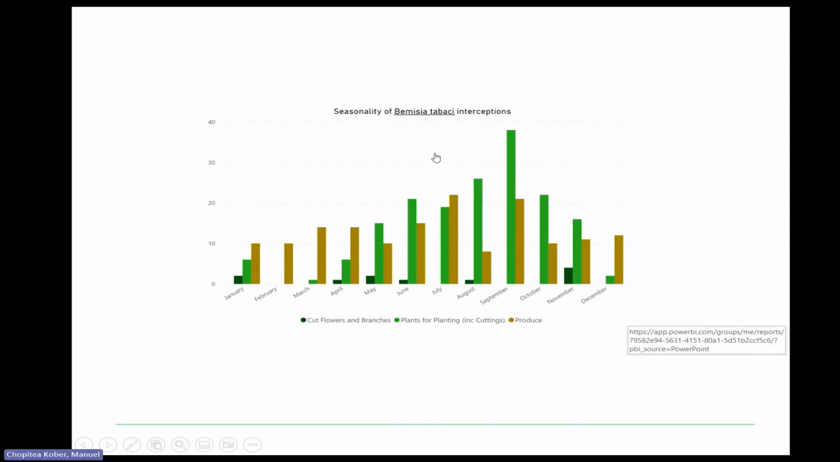So this is the seasonality, some data about when they have been intercepted. There could be various reasons for this seasonality, but you can see plants for planting, mainly from Europe, is probably when they are coming from the Netherlands, mainly in summer. Produce is pretty much stable the whole year.